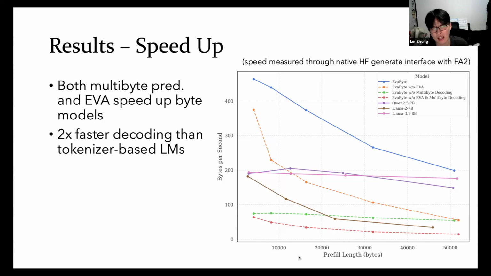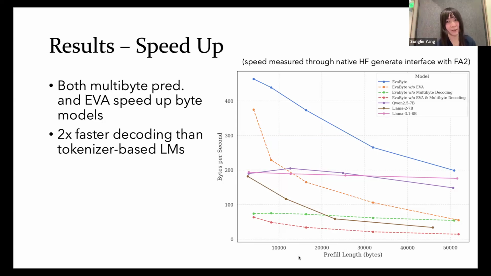Yeah, but roughly, tokenized models are about 2x slower than EvaByte. So does the baseline model use multi-token prediction or just? Oh no, I just use the standard decoding procedure, sequential token by token, left to right. Without speculative decoding? Yeah, without any speculative decoding procedures.